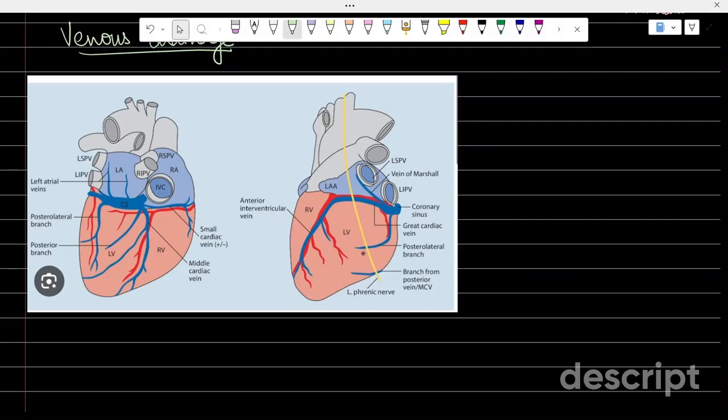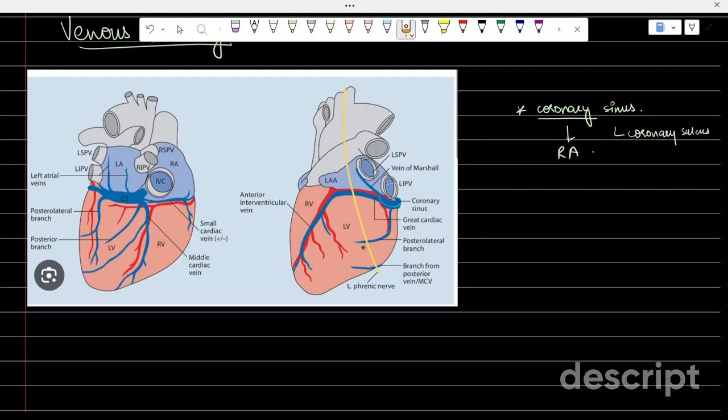Now coming to the venous drainage of the heart. The main venous channel of the heart is the coronary sinus. It is present in the coronary sulcus and it drains the blood from the heart and opens into the right atrium. So the tributaries contributing to the coronary sinus, as you can see in this diagram, are the great cardiac vein, then the middle cardiac vein, the small cardiac vein, the posterior vein of the left ventricle, and the oblique vein of the left atrium. I will write these down for you.